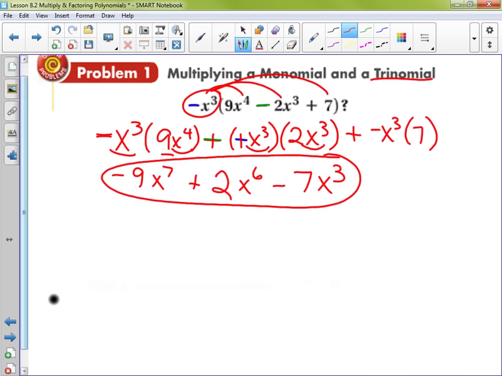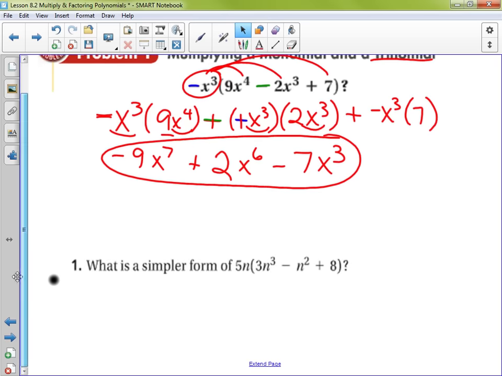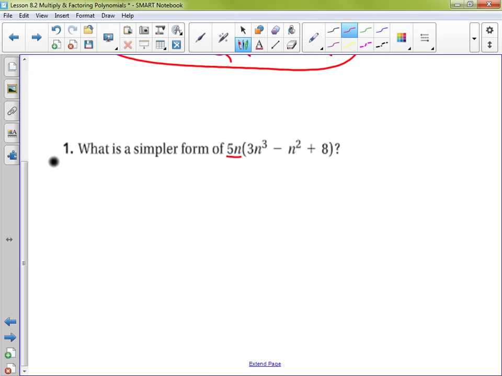Okay, so now it's your turn to give it a shot. Simplify this expression by multiplying this monomial 5n times this trinomial. So go ahead and hit pause and try this on your own, and then when you're done, you can hit resume.